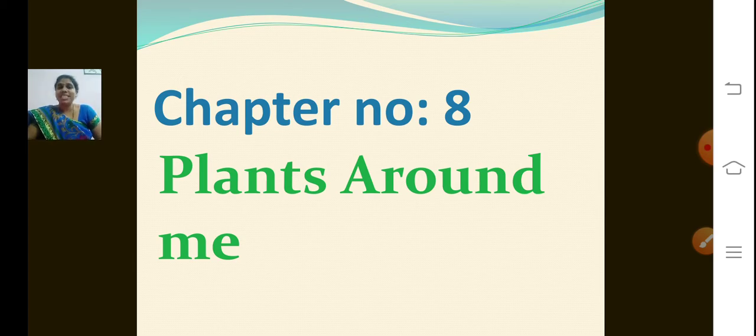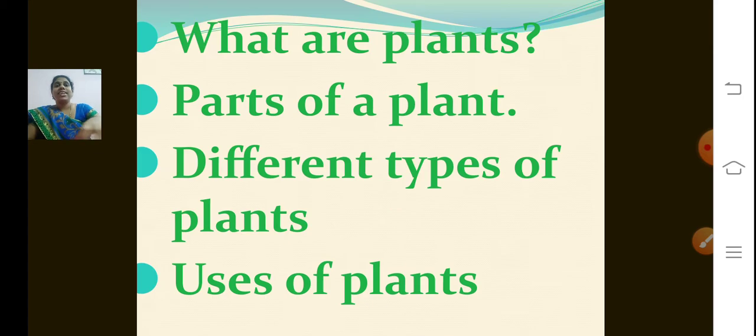Yes. So first, in today's session, we'll see what are plants and different parts of a plant. In a plant, we have different parts, right? That we will see today. And different types of plants. See, we have small plants and big plants, right? That we are going to see today. And uses of plants.